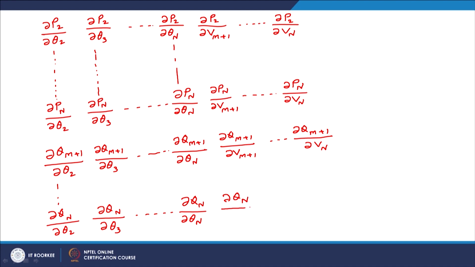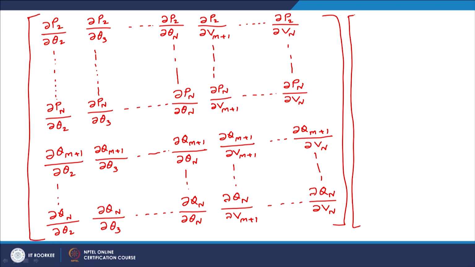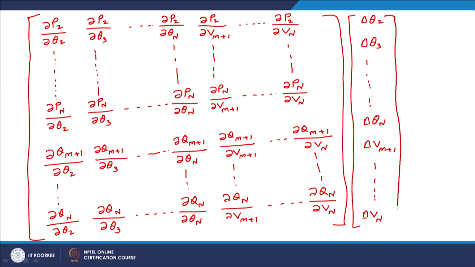Then del Qn by del V m plus 1, del Qn by del Vn, so this big matrix is multiplied by delta theta 2, delta theta 3 up to delta theta n, then delta V m plus 1, up to delta Vn, and this is P2 specified minus P2.